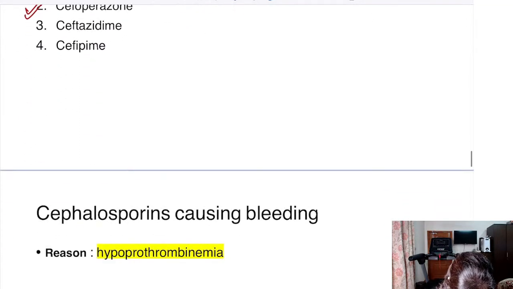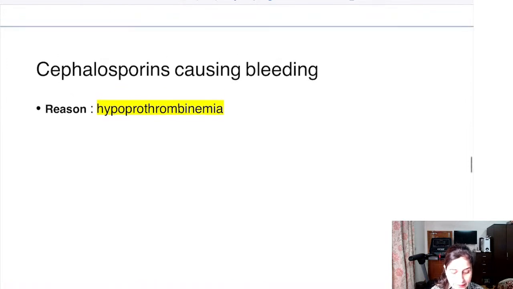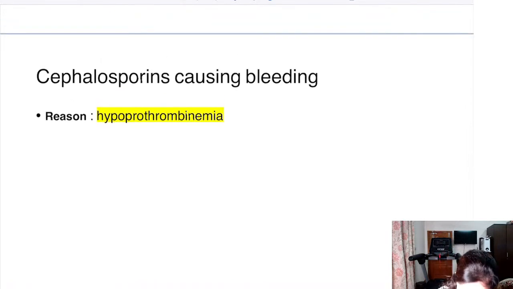Now there is an important thing I want to highlight. They cause bleeding. Now what are the questions? We know that is an important question. But the reason for bleeding is another important question, which is hypoprothrombinemia. And then which drugs, or cephalosporins, are associated with bleeding, okay?